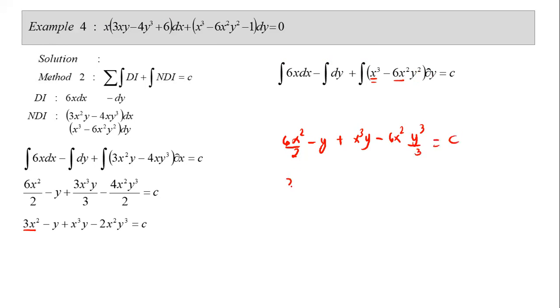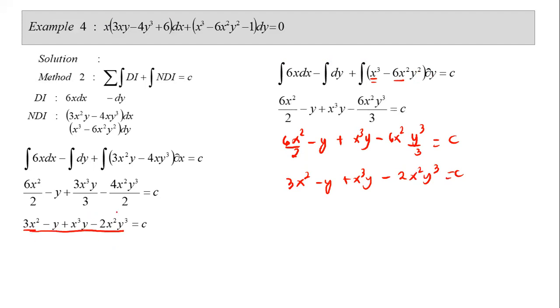Okay, and then you have 3x squared minus y plus x cubed y minus 2x squared y cubed equals c. Right? And I think we got the same answer here. Yeah. All right. Yeah, I think so.